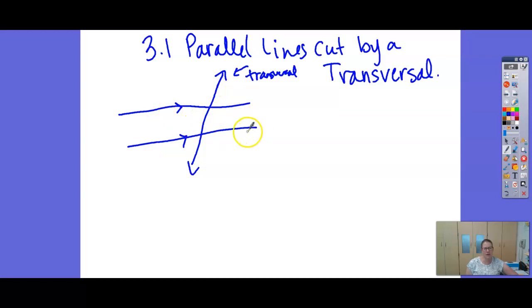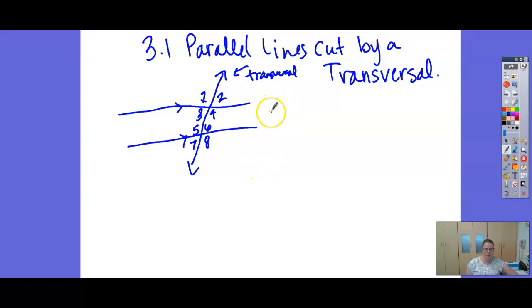Now when we take two parallel lines and we cut it with a transversal, it creates these 8 angles. I guess even if they're not parallel, it's still going to create these 8 angles. But these angles are going to have special relationships with one another because of the fact that the lines are parallel to each other. Okay? So let's talk about the angle pairs that are created.